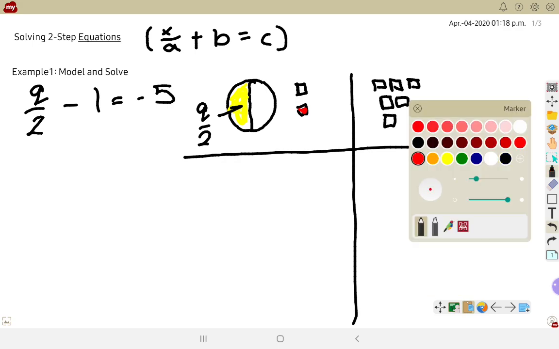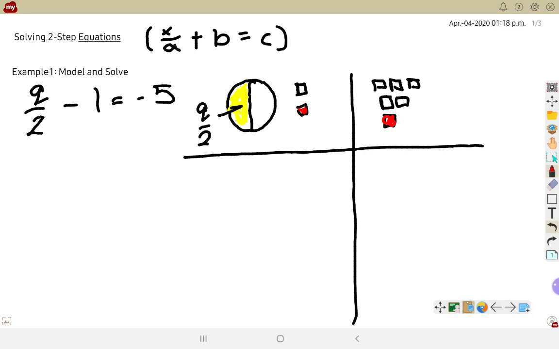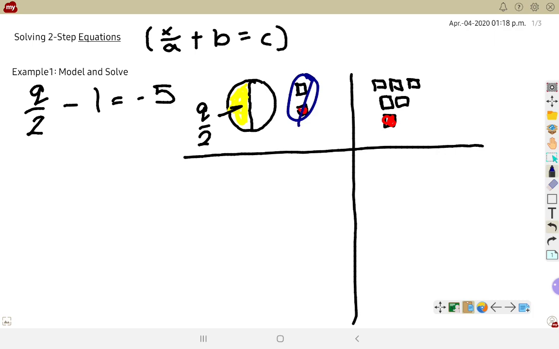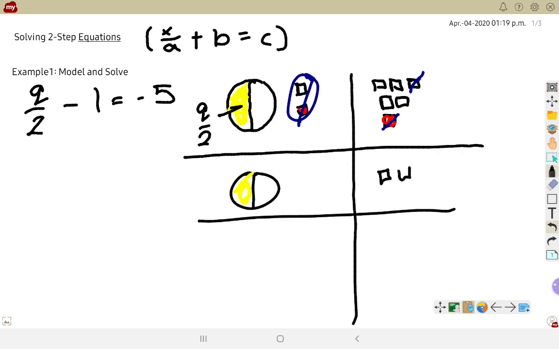Okay, because what I do to the left I have to do to the right. Okay, that gives me some 0 pairs that I can cancel out here. These guys make a 0 pair, and then this positive 1 cancels with one of the negative ones to make a 0 pair. And so now what we're left with is we've got our q over 2, and on the right hand side we've got now 4 negative 1s.